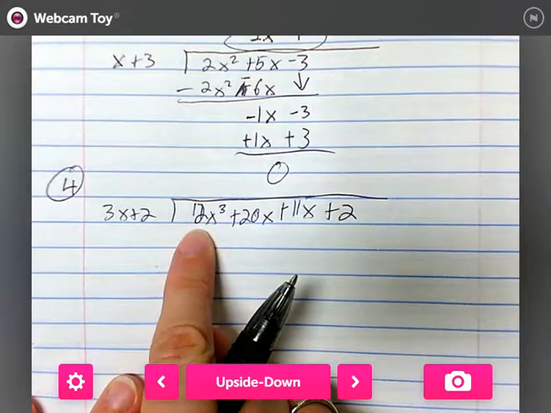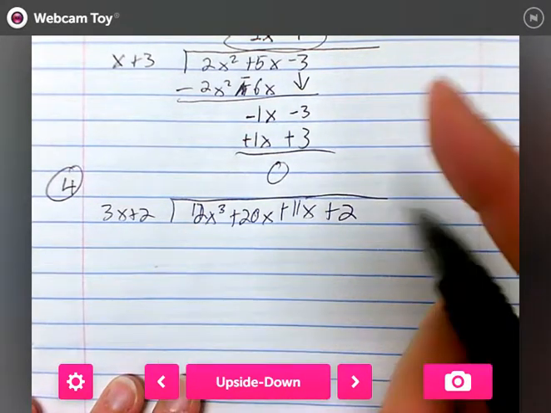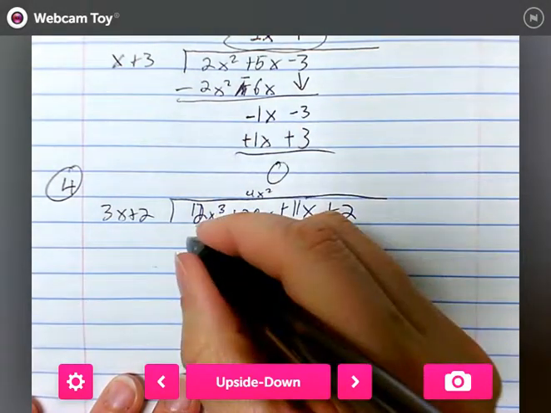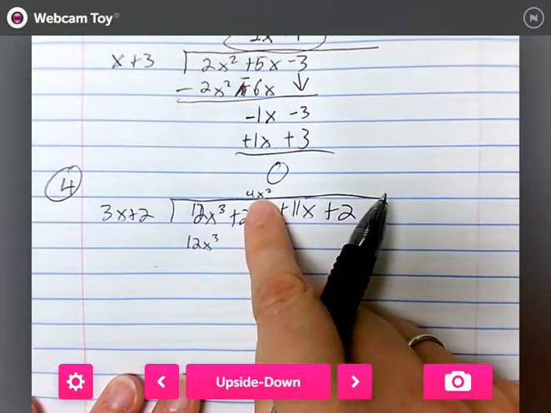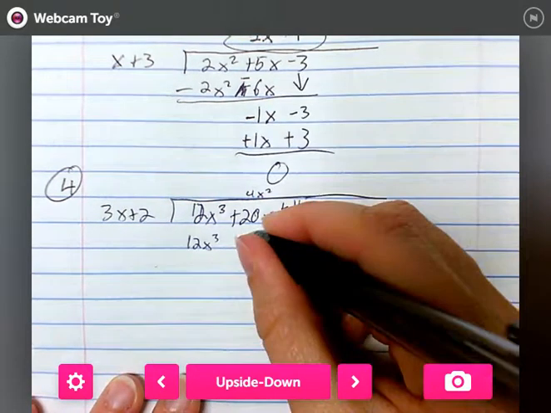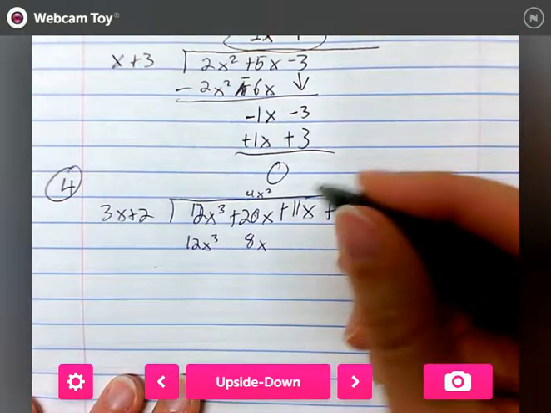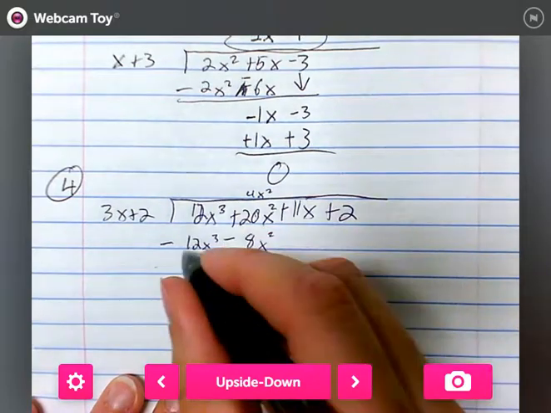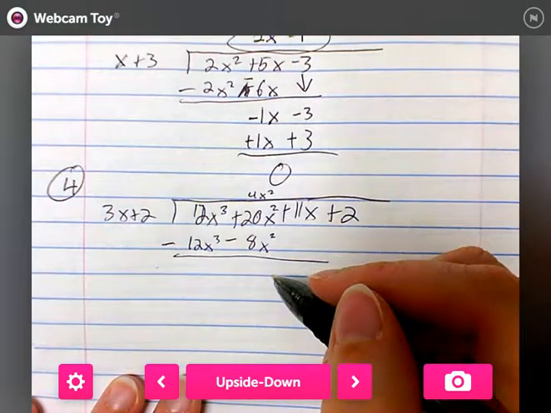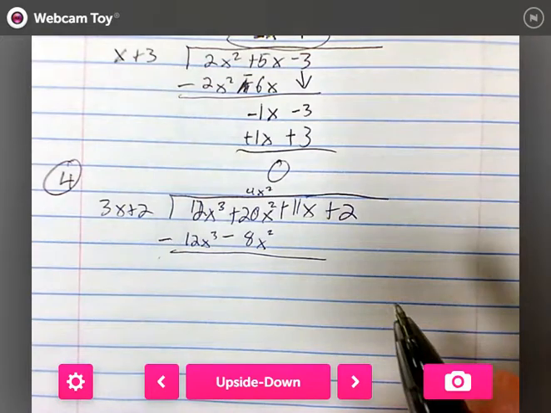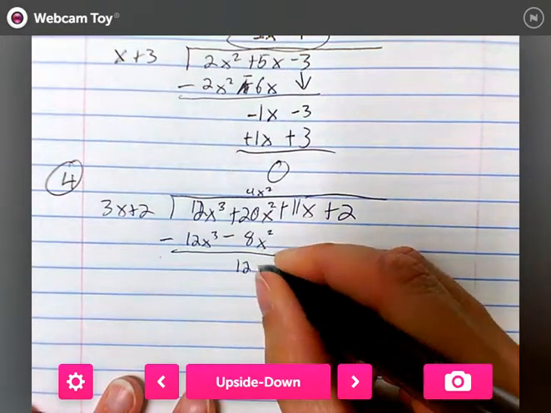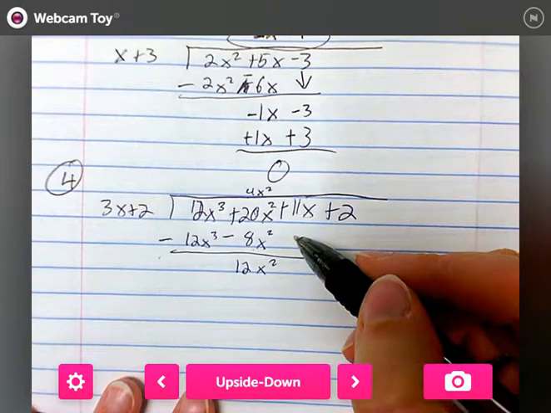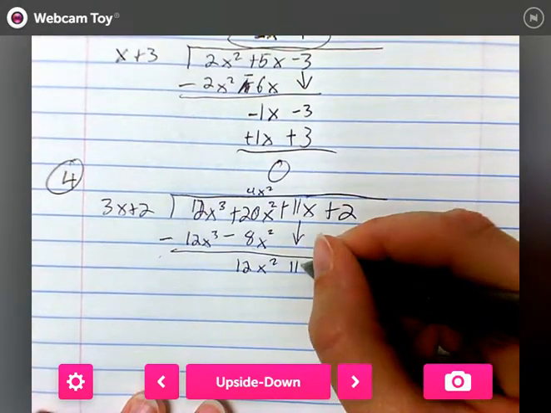3x times what gives me 12x cubed, guys? 4x squared. That gives me 12x cubed. 4x squared times 2 gives me 8x squared. Now we're going to change my signs and add straight down. 20 minus 8 gives me 12. Positive 20, negative 8, because I changed my signs, right? So 12x squared, and we're going to bring down my 11x and my 2.